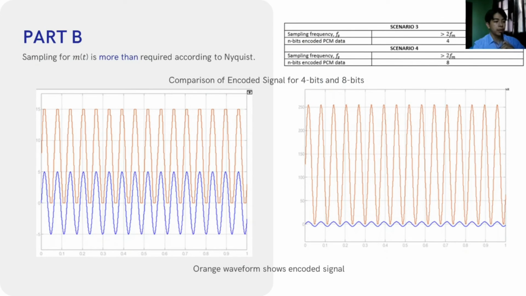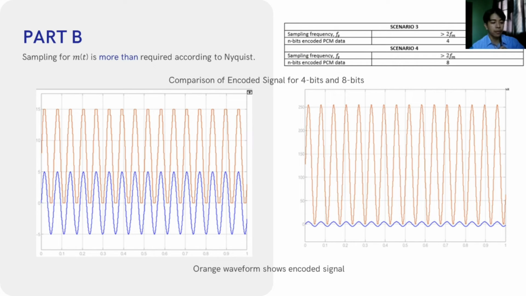Now for part B, the sampling for the message signal is now more than required according to Nyquist. So for scenarios 3 and 4, the sampling frequency is bigger than 2 times the message signal frequency, and the only difference is the number of bits encoded in the PCM data. So now we should see the comparison of the encoded signal for 4 bits and 8 bits.